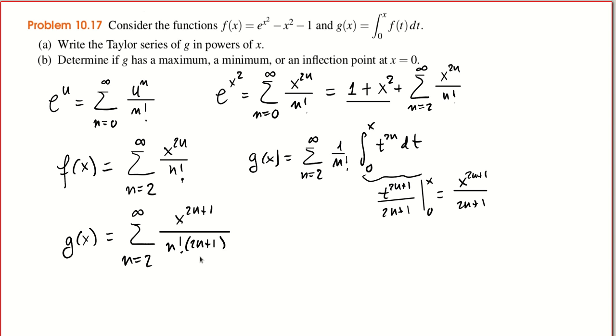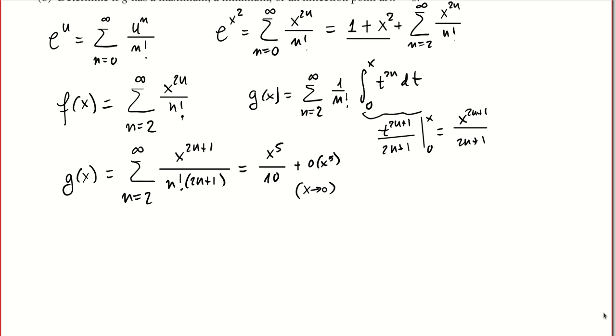If we explicitly write the first term of this series, the first term corresponds to n equal to 2, so that is x to the 5 here, and then 2 times 2 is 4 plus 1 is 5, 2 factorial is 2, so 2 times 5 is 10. So this is what this function looks like very close to x equal to 0. This is true when x goes to 0. It's just the first term of this series, but that's enough information to decide the behavior of this function.